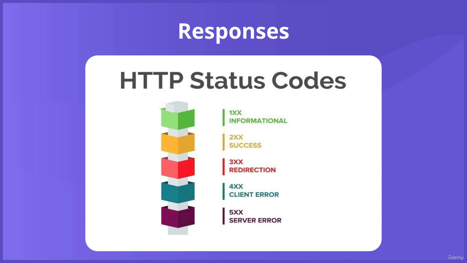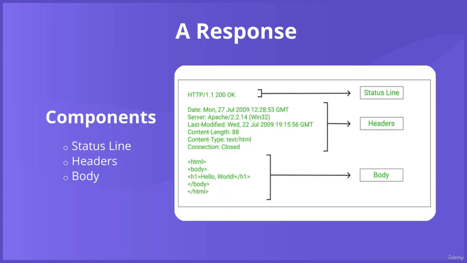500, internal server error, a generic error message indicating the server encountered an unexpected situation or condition. 503, service unavailable. The server is currently unable to handle the request due to temporary overloading or even maintenance of the server. All right, so now we're ready to have a look at this anatomy of an HTTP response.